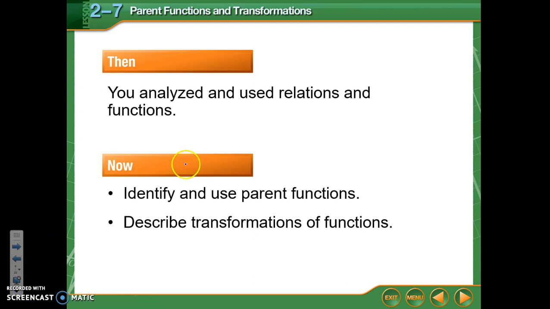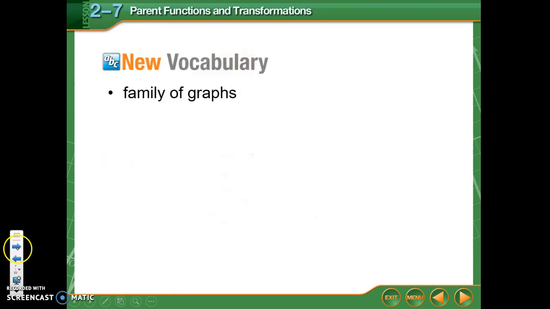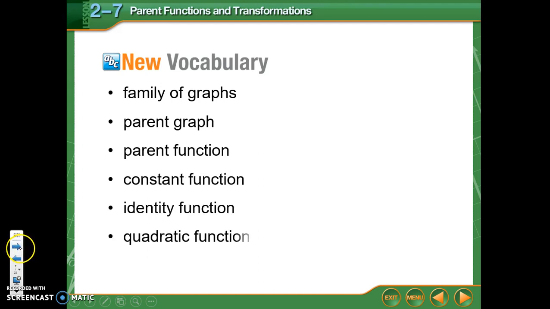So today our goals are to identify parent functions and then to be able to describe and graph transformations of functions. So we're going to be able to do both of those things. We have a lot of new vocabulary in this section that you should be looking for as we talk about it.